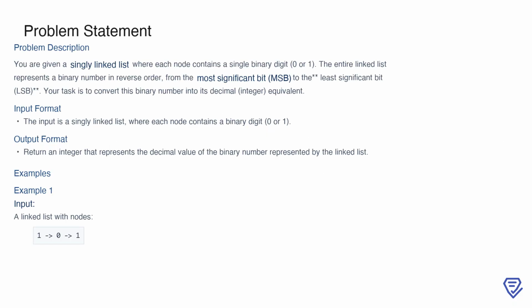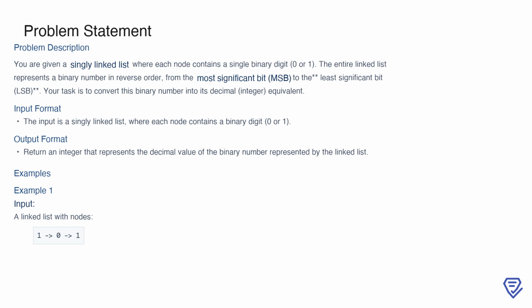To understand the problem, imagine you are given a singly linked list. Each node in this list contains a binary digit, either 0 or 1. The order of these nodes represents a binary number, starting from the most significant bit at the head of the list to the least significant bit at the tail.